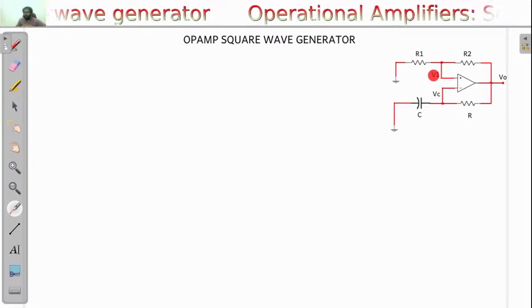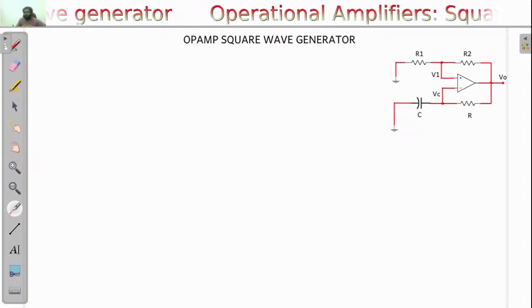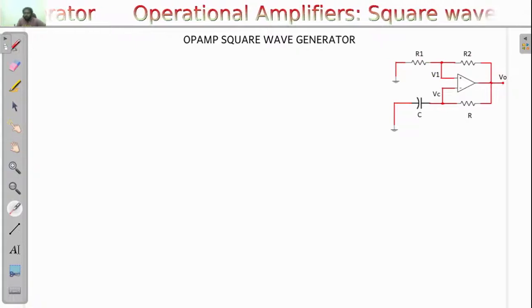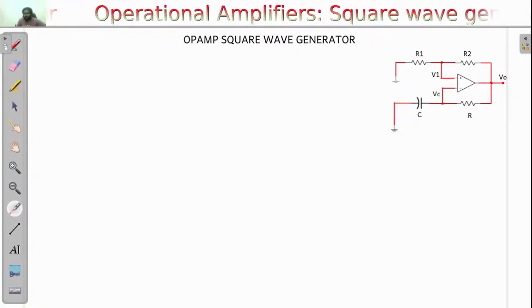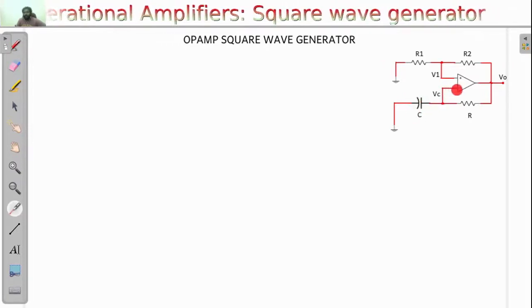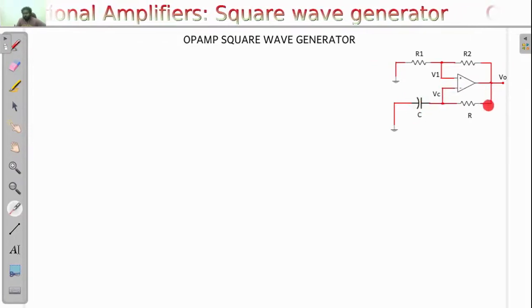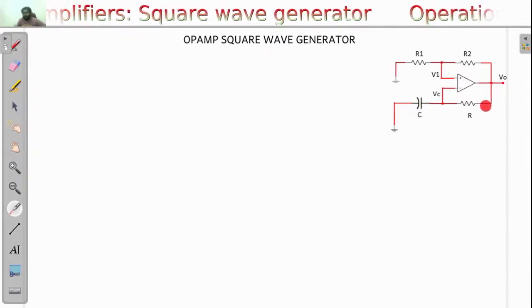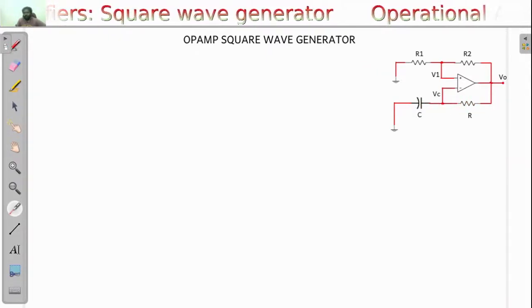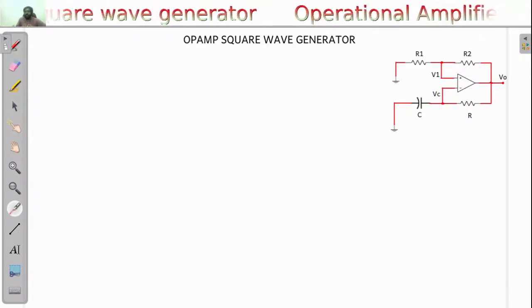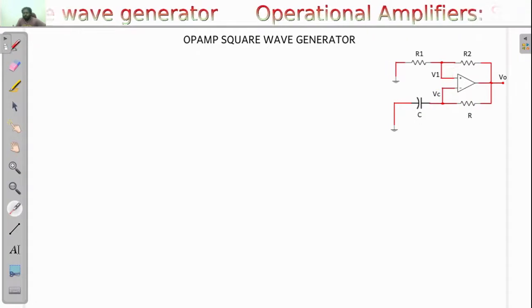So this V1 will be a function of VO, the output, and you can see that on the other side, at the inverting terminal, there is a capacitor whose voltage is going into the inverting terminal. So there is a feedback here also. You can see the capacitor is charging from the output through a resistance, and the capacitor's voltage is applied to the inverting terminal. Here is how it works.